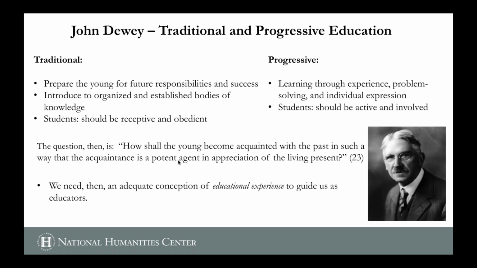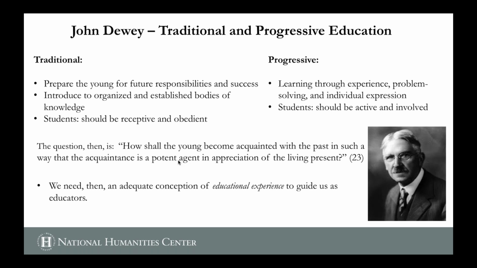And then ultimately the stance of students in the traditional model is one of being receptive to the information they're being given, being obedient, right? So being relatively passive in the process. Whereas progressive learning for Dewey is quite different in the sense that it's learning through experience, present experience, not just future directed goals, problem solving, and acts of individual expression and interest by the students themselves. So students are much more active and involved in this process.